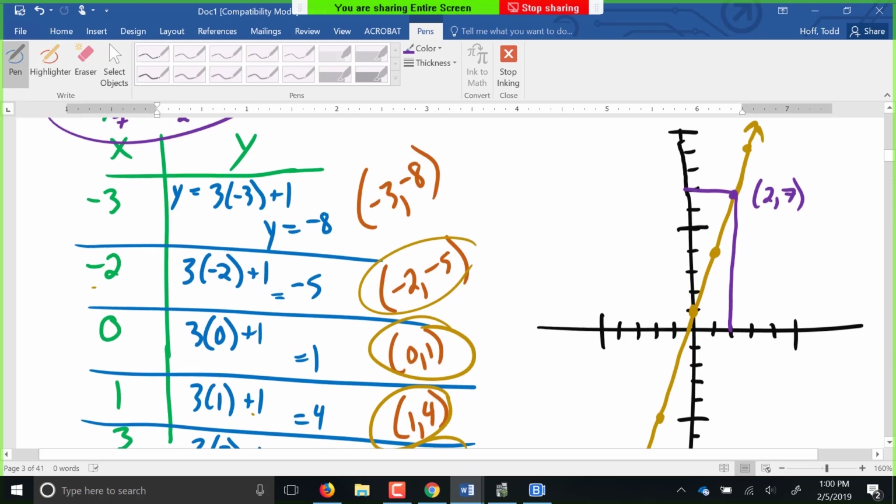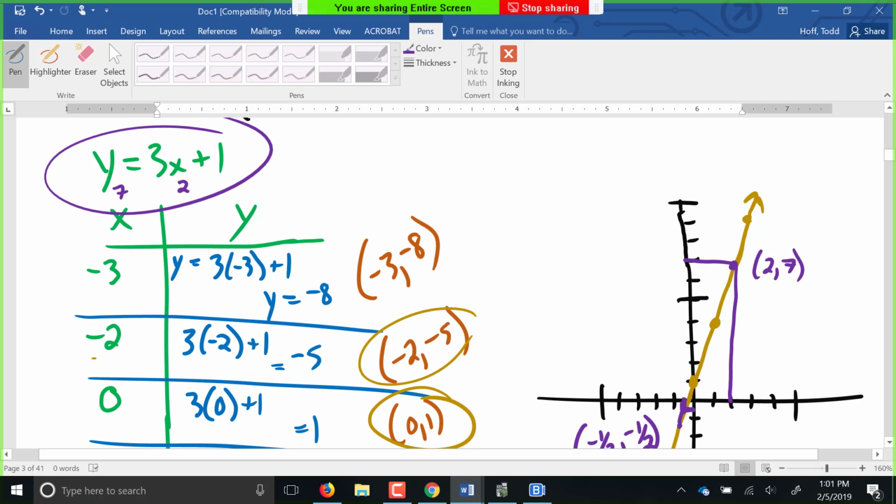I might pick a point right here. X is negative 1/2. I drew that poorly. It'd be actually right there. X is negative 1/2. Y is actually negative 1/2. That point is (-1/2, -1/2). Would that make this true? It sure would. Any point on that line, if I find its x and y coordinate, in other words, if I find the ordered pair that it represents, that ordered pair is a solution to that equation. That line is all of the possible solutions.